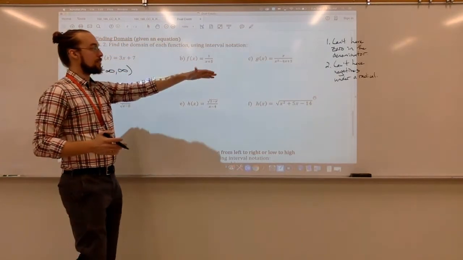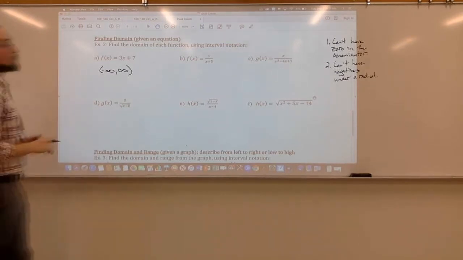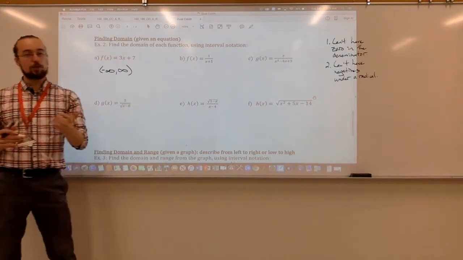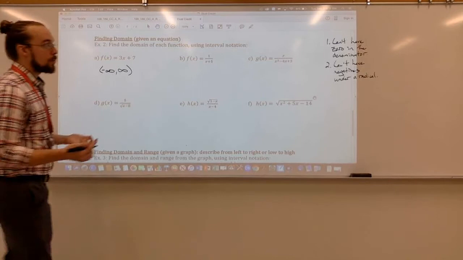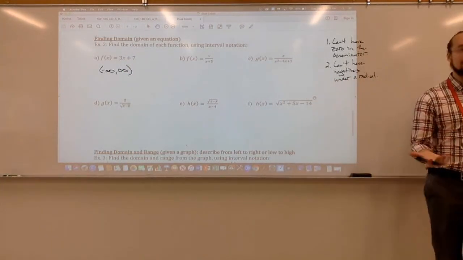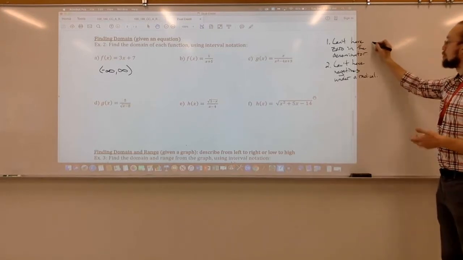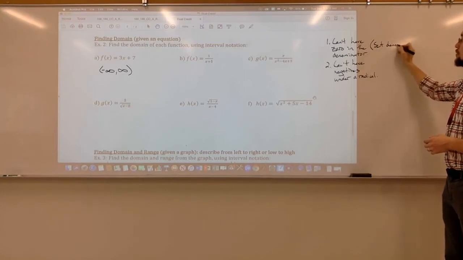How about B? Would either of these two ideas apply to B? Are there any places where we could have 0 in the denominator or negatives under a radical? Yeah, so the only value that we could not input is negative 5. You can see pretty easily that that value is going to be negative 5. But in practice, what this means is set the denominator equal to 0 and solve.